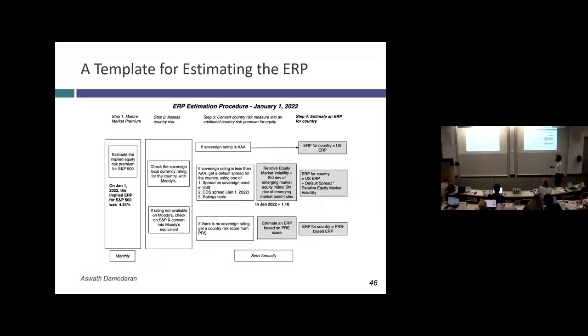Remember that 4.24% that you saw as my implied equity risk premium for the US? I'm going to start with that and make that my premium for a mature market.